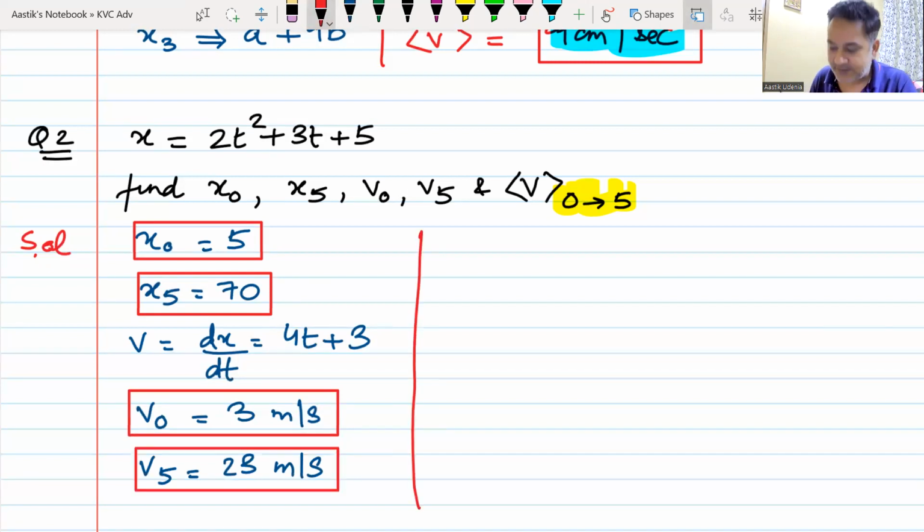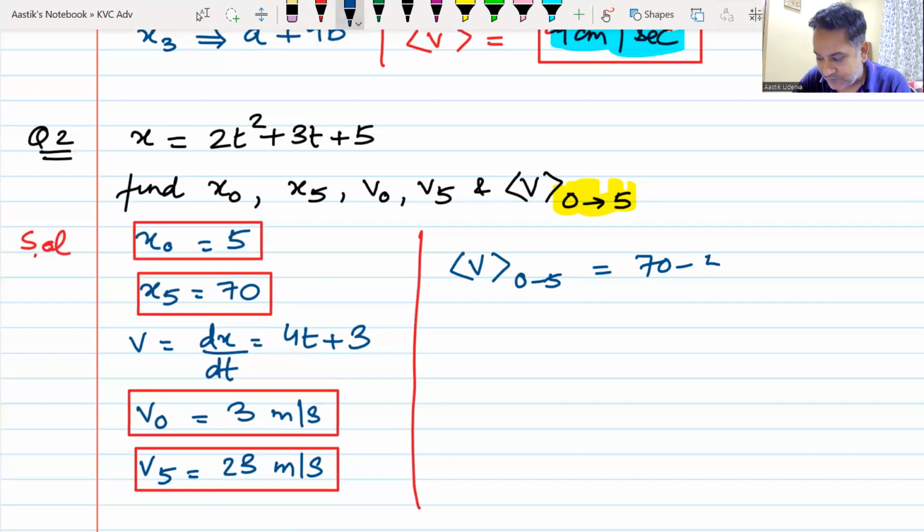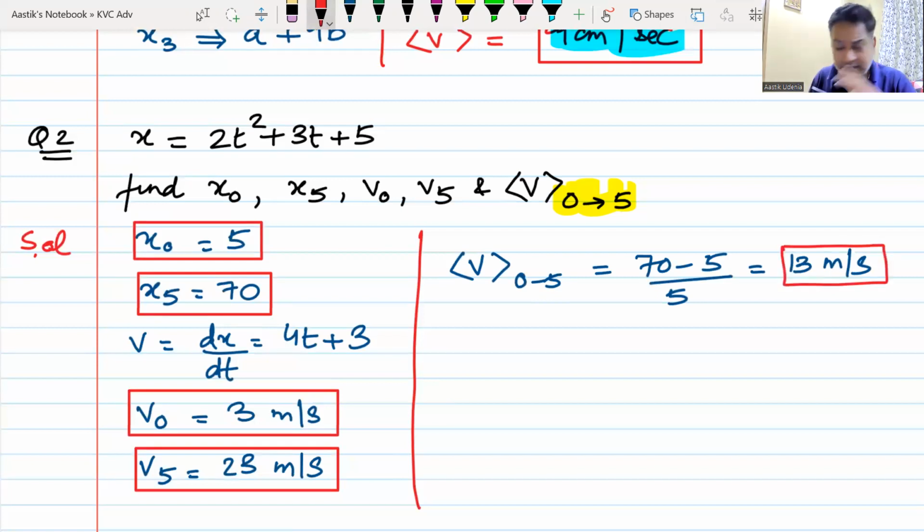Now let us calculate the value of V average from 0 to 5. Total displacement is how much? Final position is 70, minus initial position 5, divided by 5. So 65 by 5, I think it's 13, right? So V average is 13 meters per second. As you can see, it has got no relation with this quantity or this quantity. It is a totally different quantity, separate from all of these.